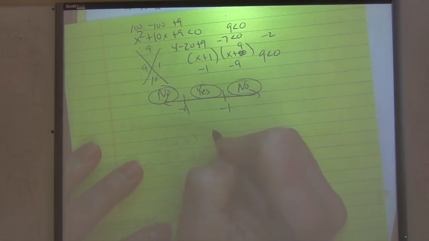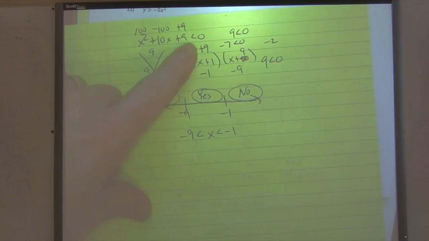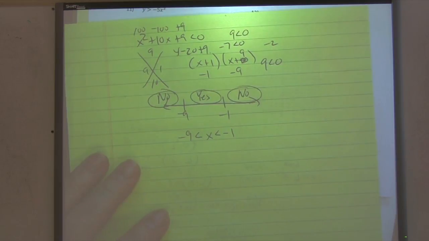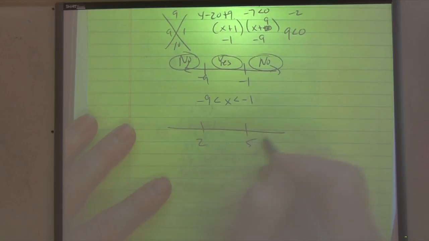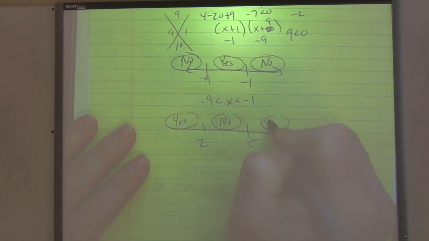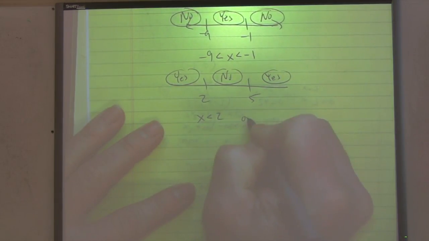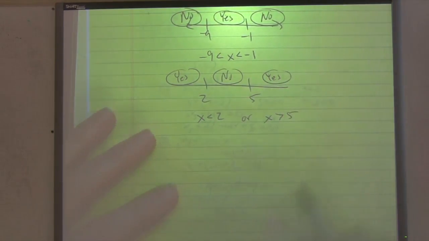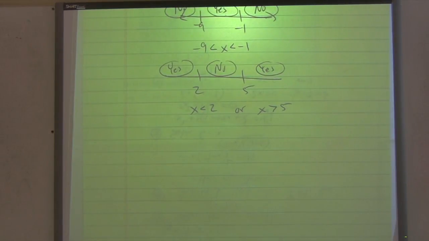And so then I finally write my answer. Since it's in between, I put x is less than -1 and greater than -9. If this would have had a less than or equal to sign underneath it, then I would have had to put that underneath those. Now, if it came out, let's just take 2 and 5, let's say it came out yes, no, yes, then I write it differently. Then x is less than 2 or x is greater than 5, because it can't be both at the same time. So if it's the outer two, then you write it this way with an or in between.